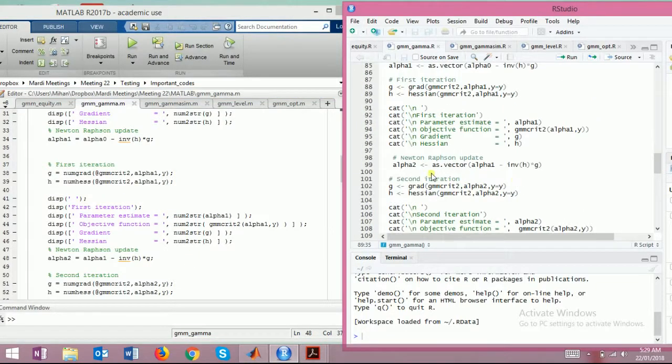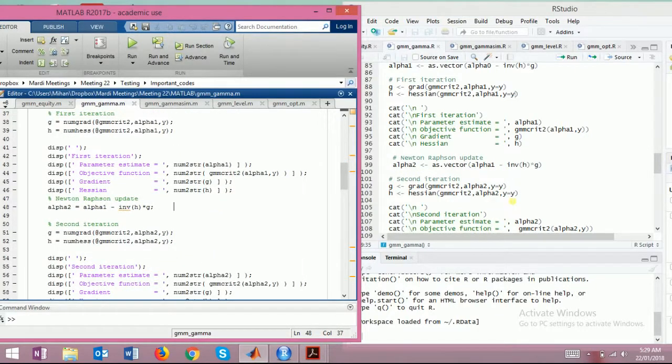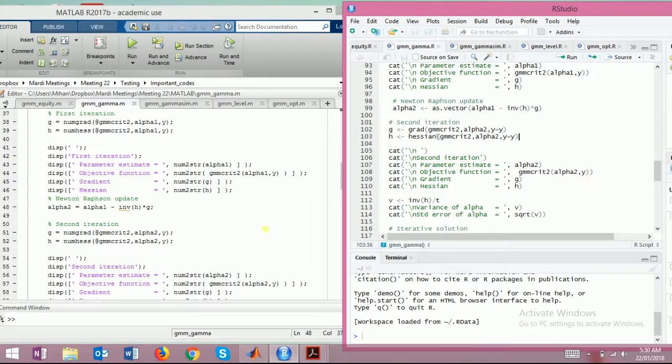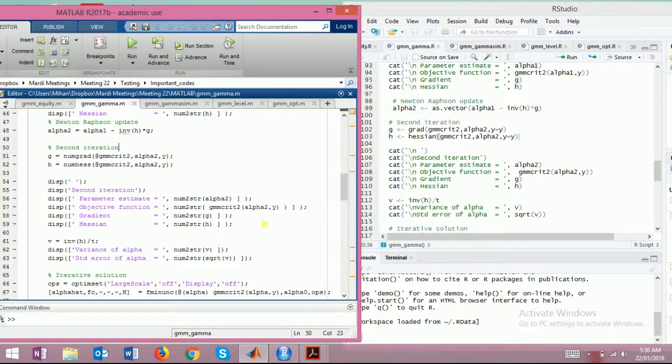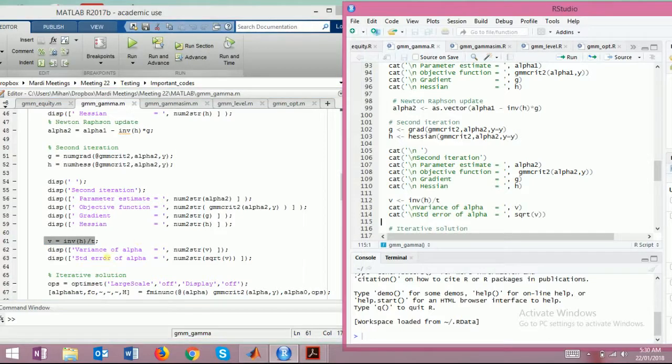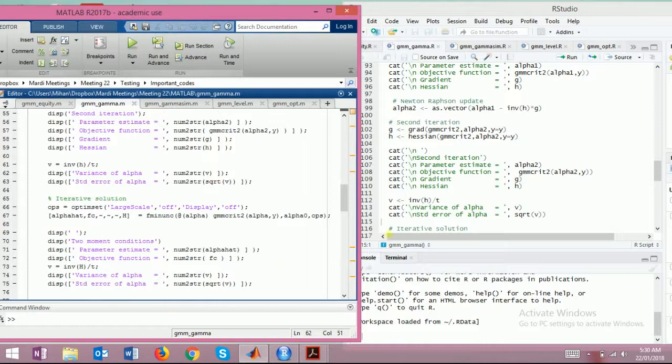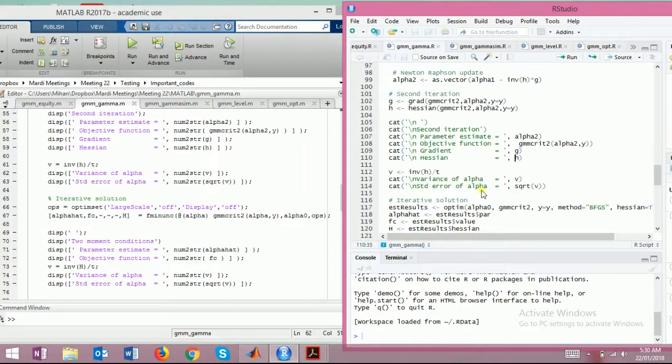Again we update alpha 2 in the second iteration as a vector. Again we calculate the gradient and Hessian, and then we go up to alpha 2. Then we estimate the variance of alpha, which is the inverse of the Hessian divided by t, and the standard error is simply the square root of the inverse of the Hessian divided by t.